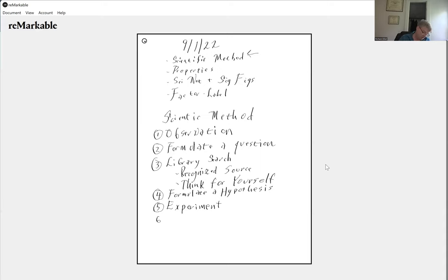Once you have done the experiment, then you, what's the word I'm looking for? You evaluate your hypothesis. Was it right or was it wrong? Does it make sense? Does it not make sense? Now, here's the key. After you evaluate your hypothesis, you modify the experiment, and you do a different experiment.